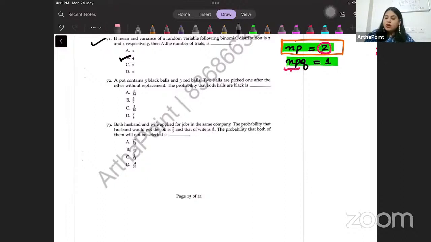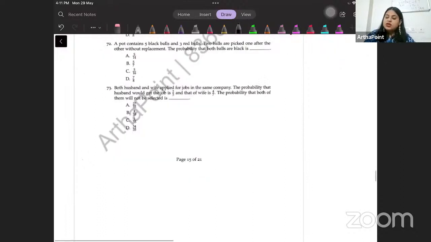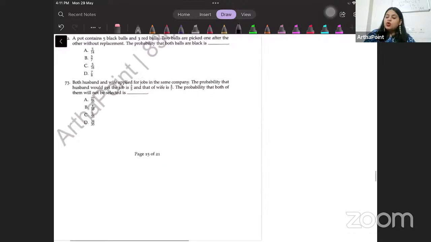It says a pot contains 5 black balls, 3 red balls. 2 balls are picked one after the other without replacement. Probability that both are black. So what I am doing is, I am picking 2 balls and I want both of them to be black. So there are 8 balls in total. 5 are black and 3 are red. And I'm picking them without replacement.